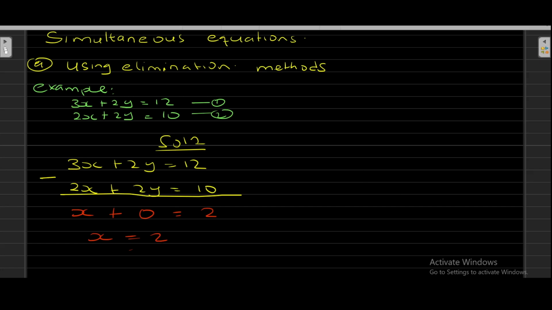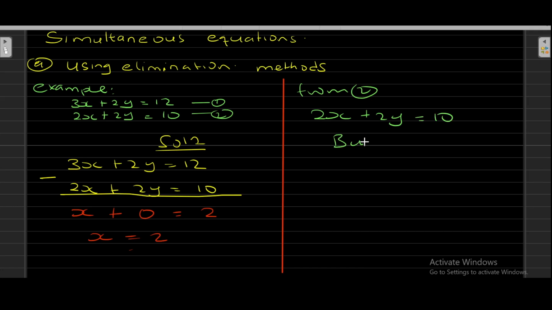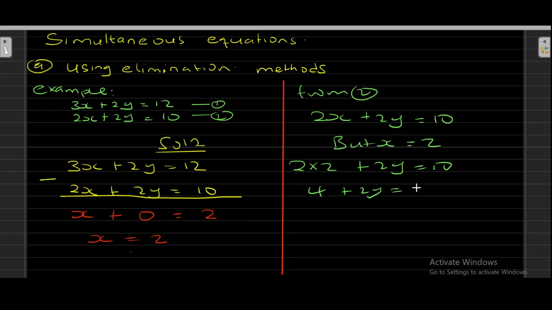That implies that, having my x as positive 2, I can get my value of y. I will come in one of the expressions. Let me say from equation 2, that means that I'll have 2x plus 2y is equal to 10. But I've got my x as 2. I'll substitute where there is x, I'll put a 2, to be 2 times 2, plus 2y is equal to 10, to give us 4 plus 2y is equal to 10.